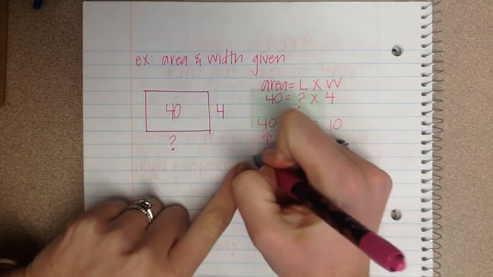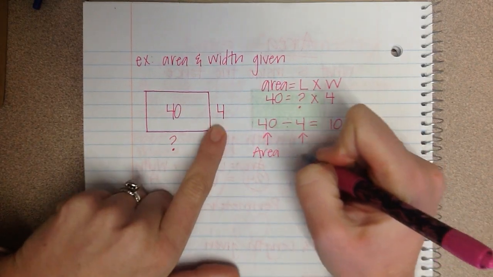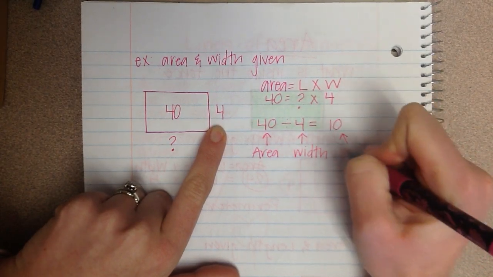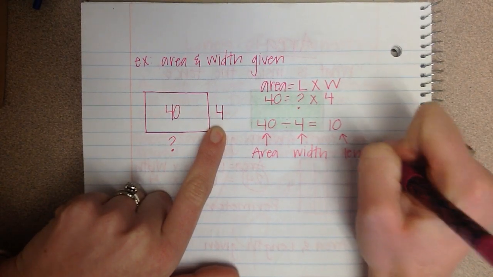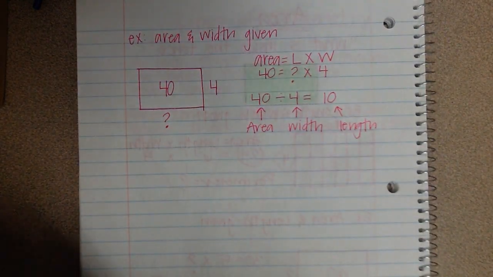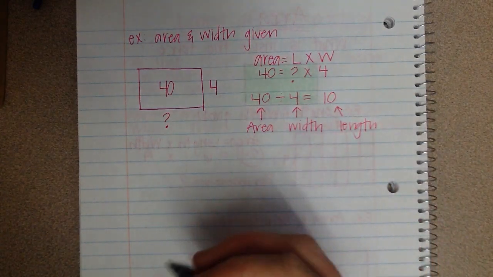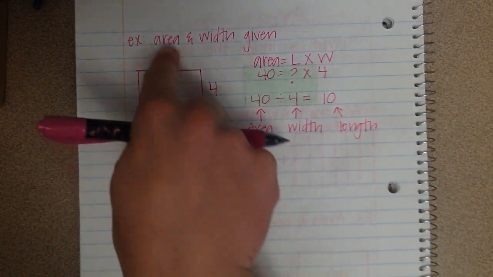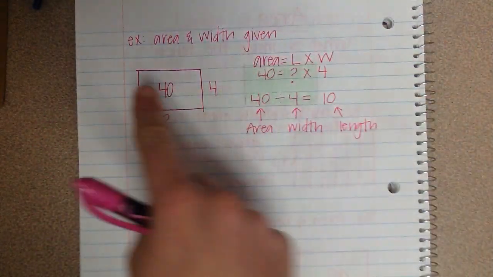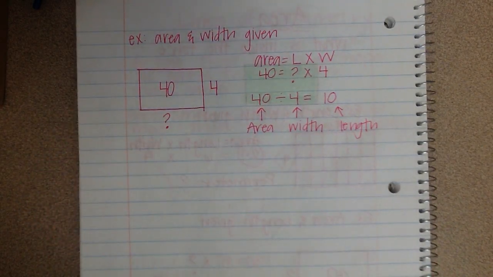Okay, you need to know what these numbers represent. This is the area. This is my width. And this is my length. Sorry, it seems a little blurry. So, I have that going on. And if you wanted to draw this out and see how many lines you needed to go over to get a total of 40 boxes on the inside, you could also do that.